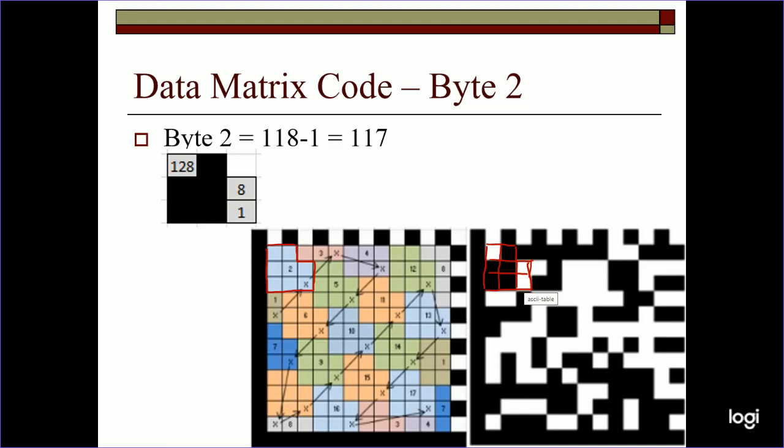So when I look at that, I can see which cells are on. This cell is on, this cell is on, this cell is on, this cell is on, and this cell is on. When I look at that up here, I've rewritten it for you. This is 64, this is 32, 16, 4, and 2. When I add those up, 64 plus 32 plus 16 plus 4 plus 2, I get 118. I'm minus 1, and my number is 117.